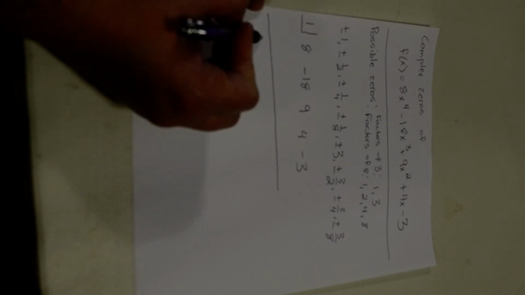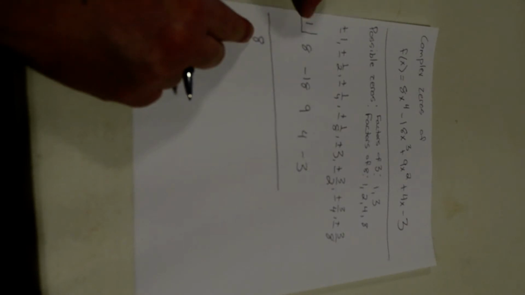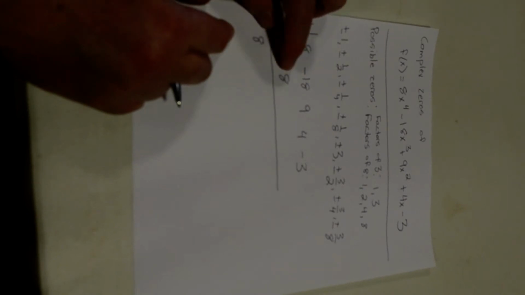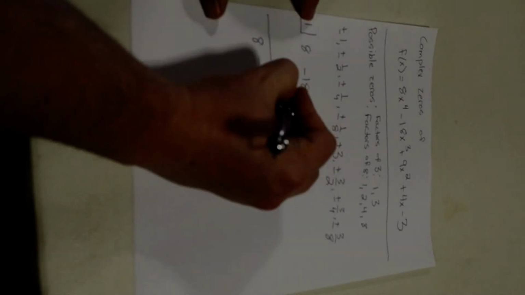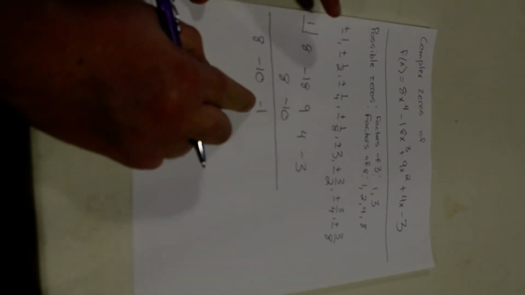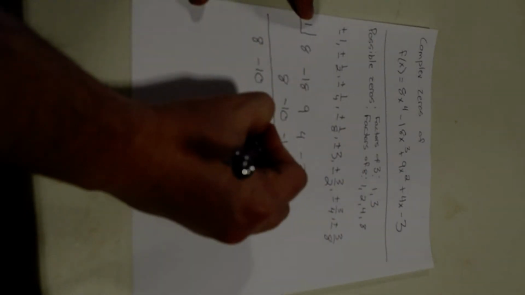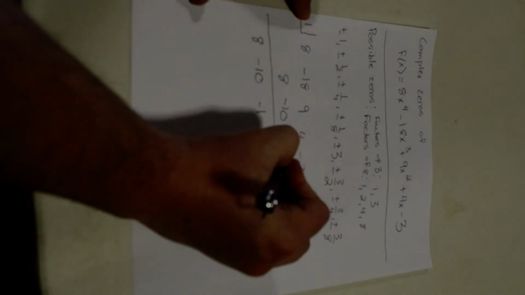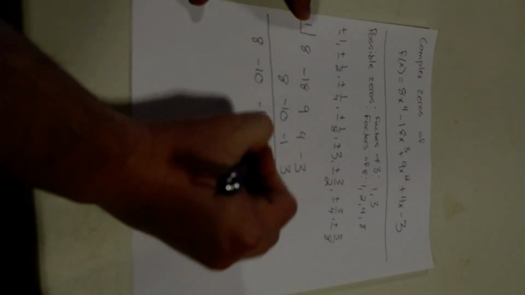First thing I do is I bring this first term straight down. So I have an 8, so I'm just bringing 8 straight down. Then I do 8 times the 1 that's right here. 8 times 1 is 8. Then I add these up. Minus 18 plus 8 is negative 10. And then multiply it by 1 again, which is negative 10. Add those up. Negative 1 times 1 is negative 1. Add those up. 4 minus 1 is 3. 3 times 1 is 3. Add those up. 0. And that's what we want. We should get this as my last term.